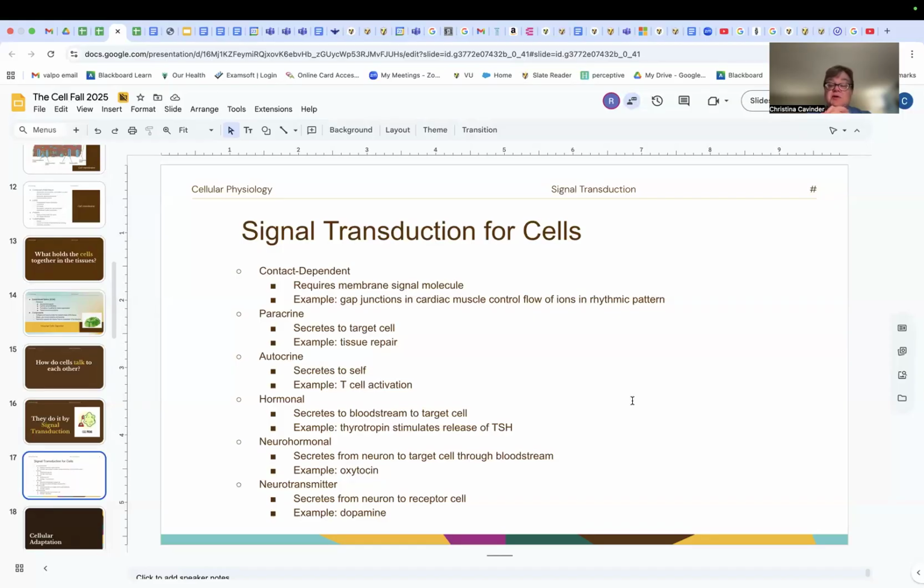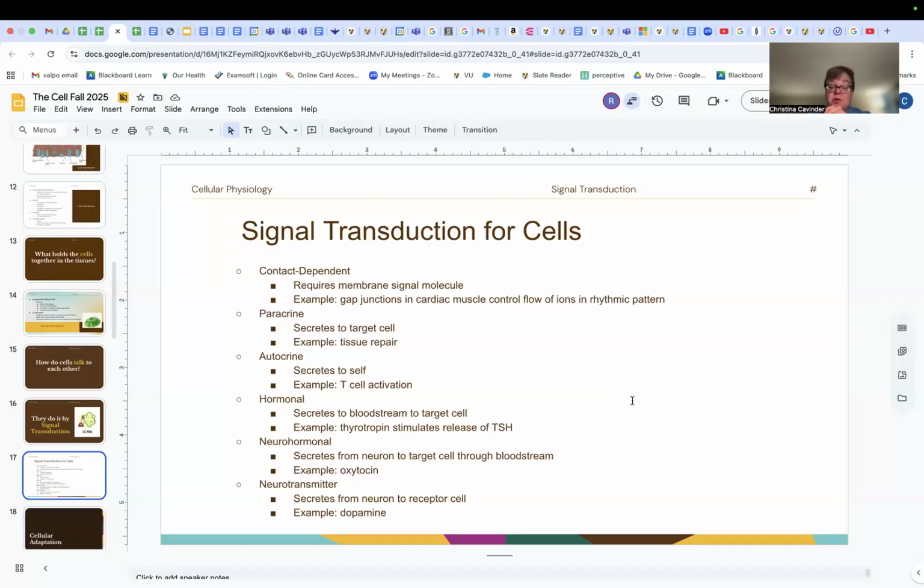Autocrine, this secretes to itself. So T cells are used in immunization. They are activated in this way once they kind of trigger themselves to start to go to the site of inflammation. Hormonal, this secretes in the bloodstream to a target cell. So one of the ones that we all know is thyrotropin, and that stimulates release of thyroid stimulating hormone.